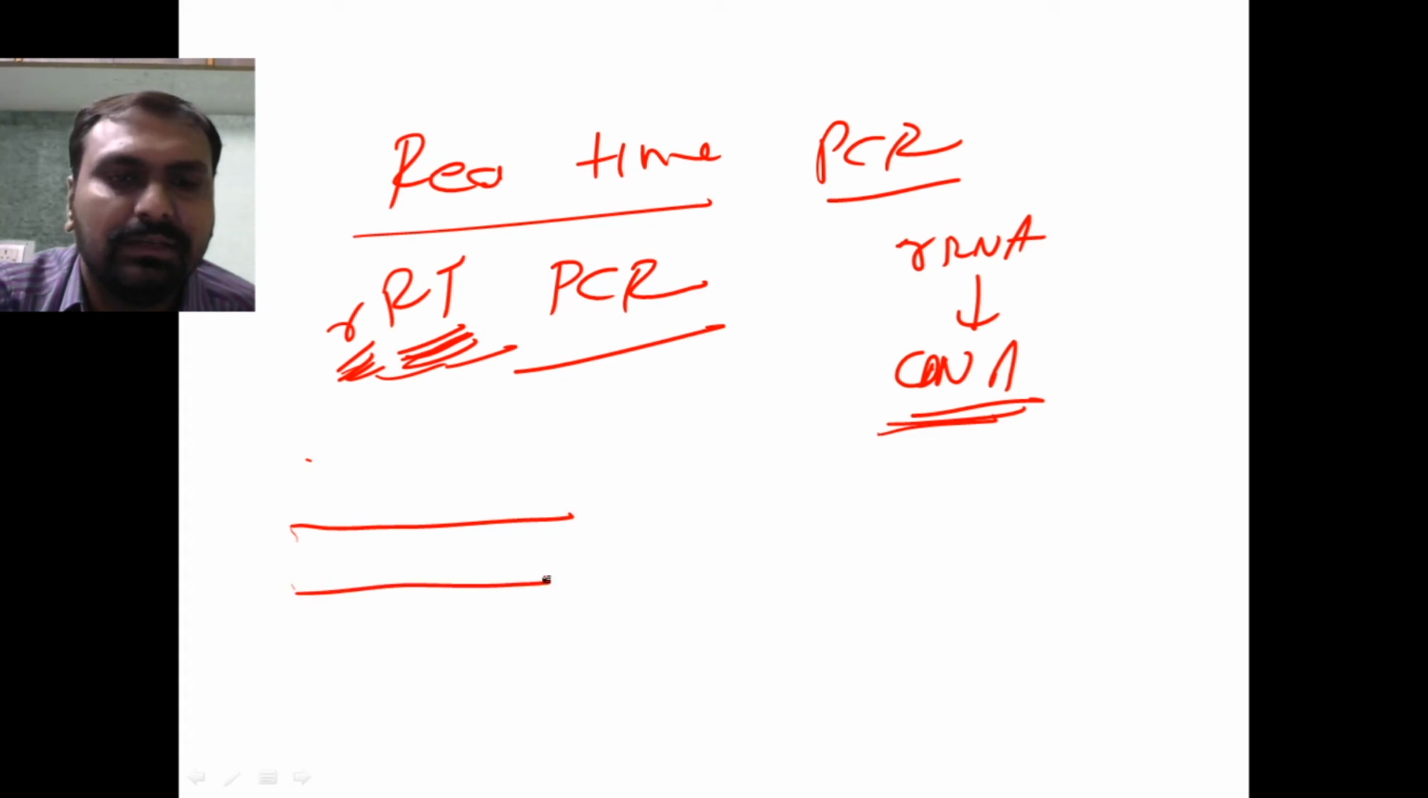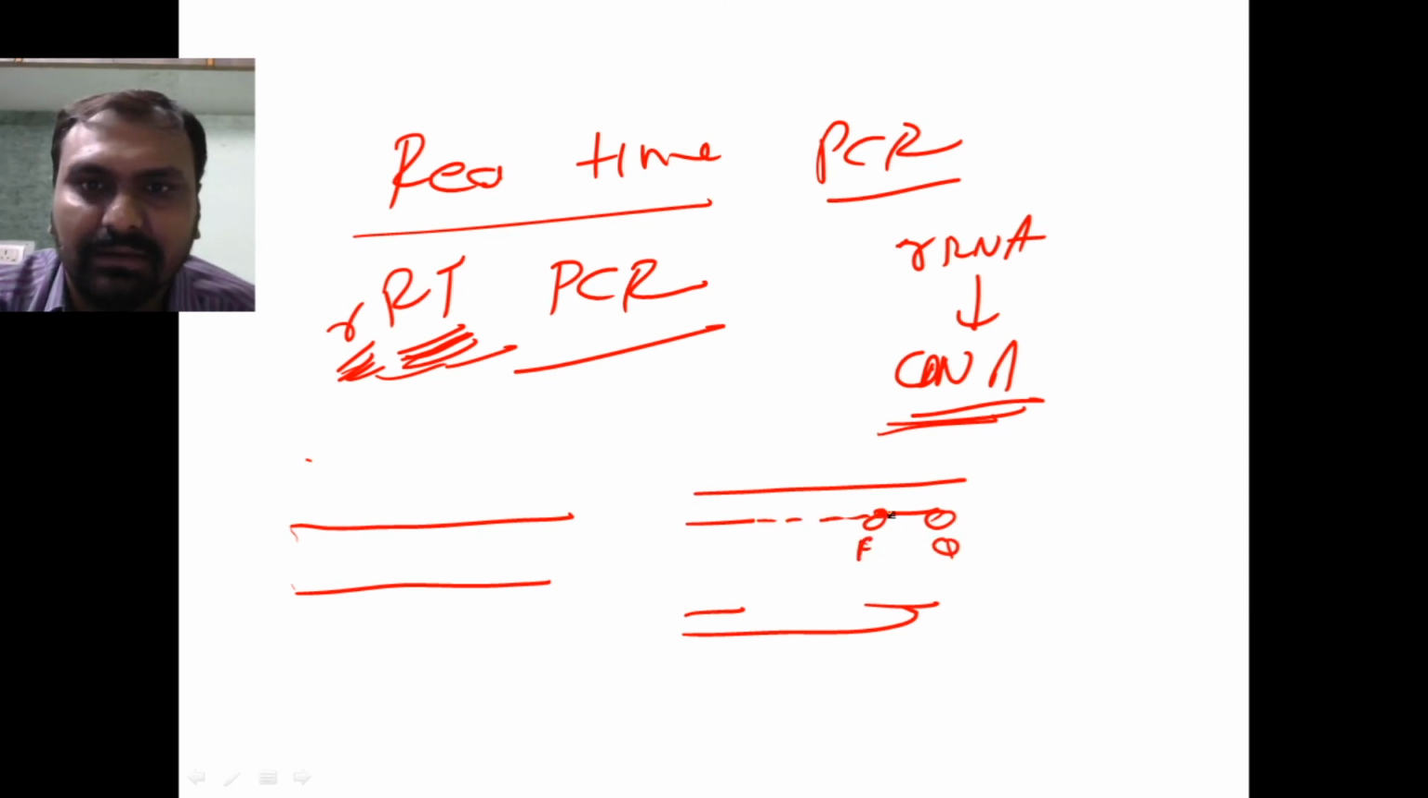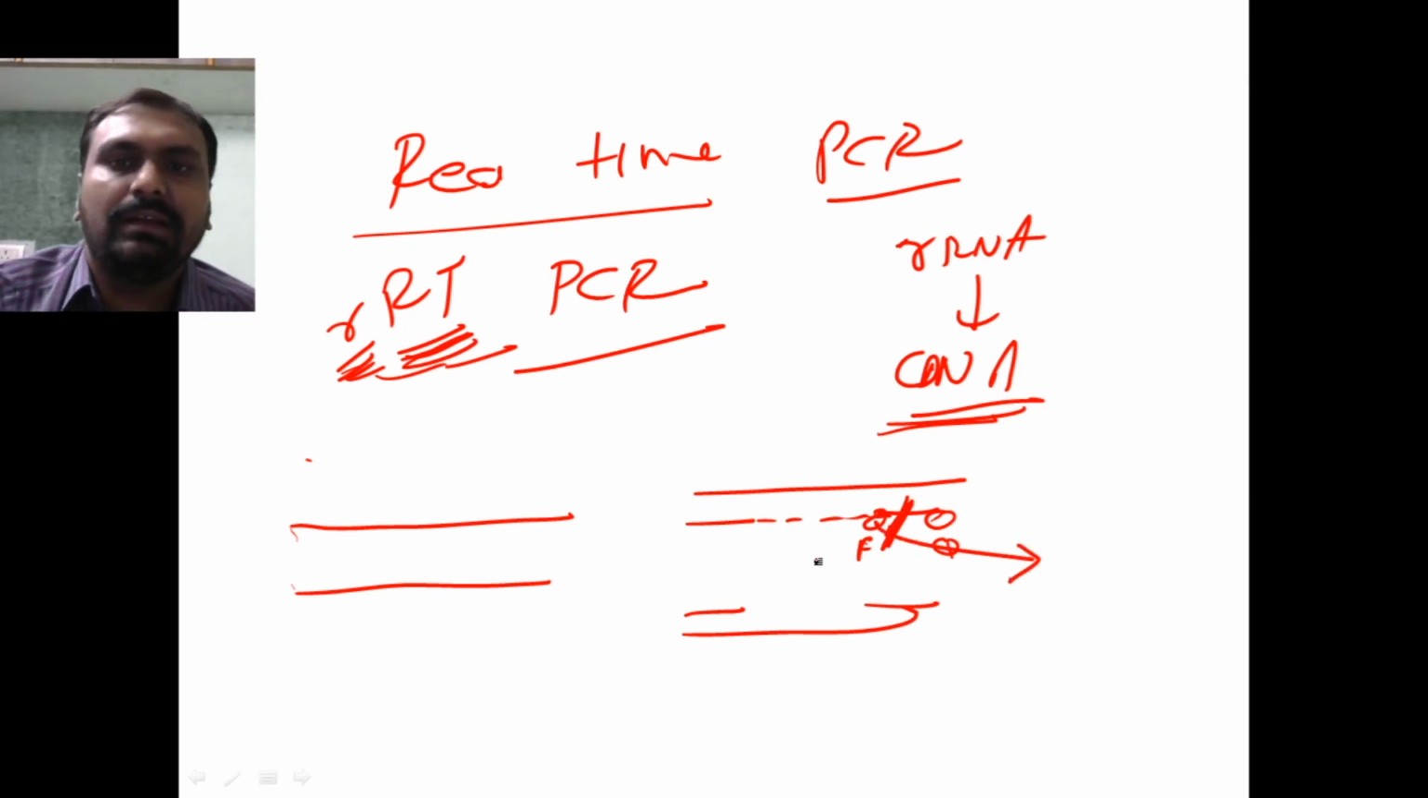Suppose this is a DNA, and we add the primer. We also add the TaqMan probe, which has a quencher dye and a fluorescence dye. This is the fluorophore, and this is the quencher dye. As the amplification occurs, there is a cutting here, and it will give the fluorescence signal. And this is how we can detect this fluorescence signal in the machine.